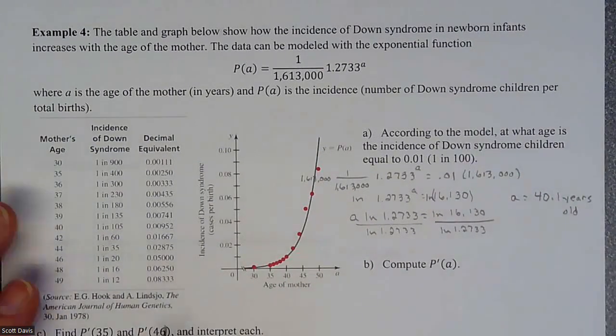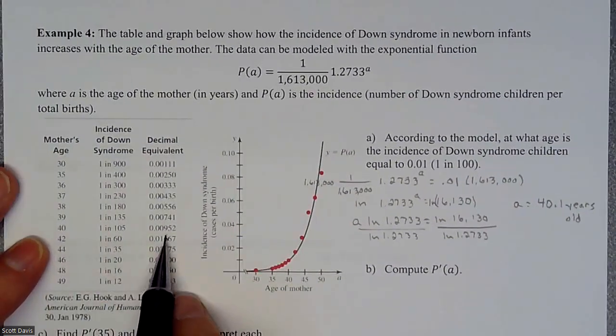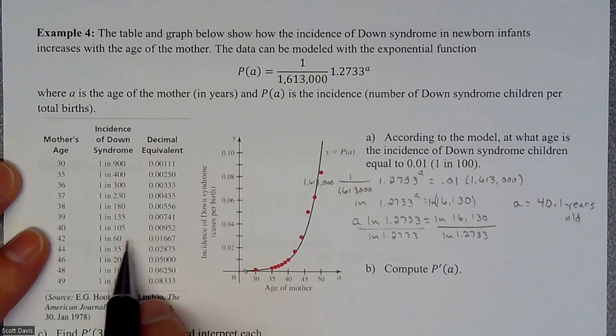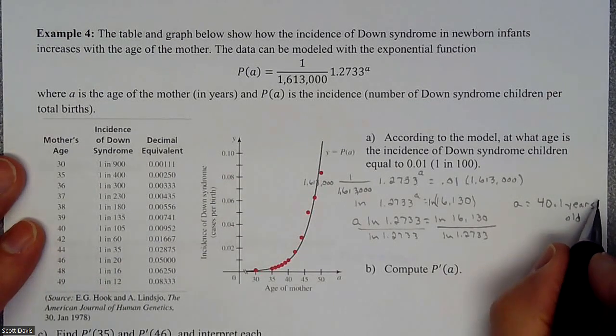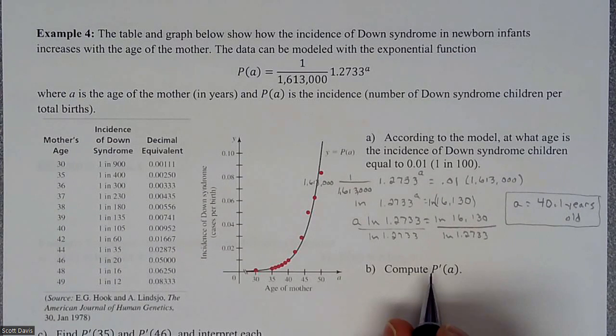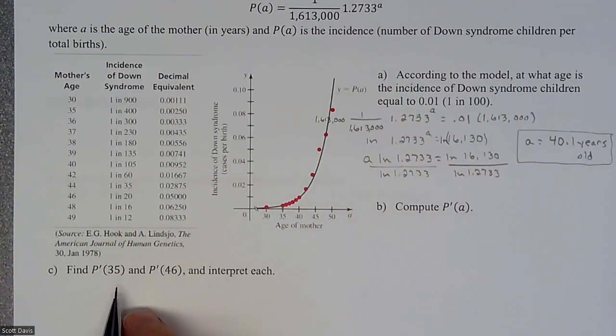So if I look through this, that's kind of where we hit. Somewhere in between that range is where we're going to hit our 0.01. Okay, so that does agree with our table. All right, so we want to compute the slope of A. So they're not asking for a particular age. That's going to come here.